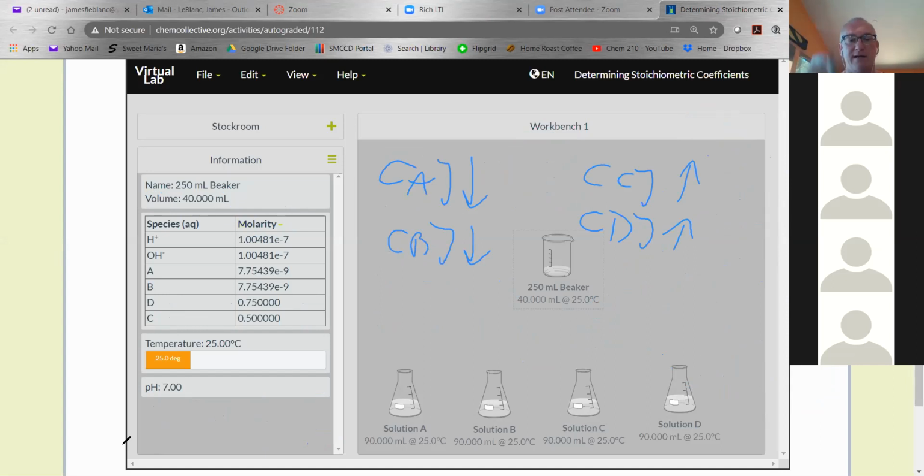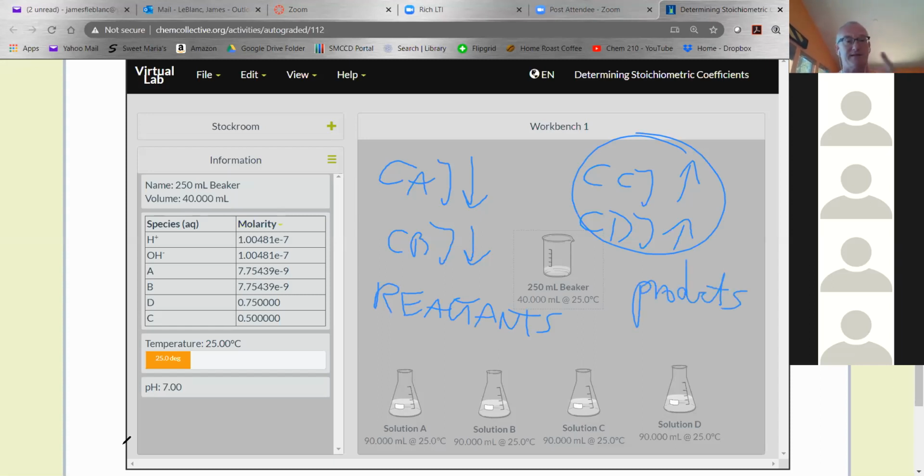This already tells me that A and B are reactants because they're consumed. There's less of them at the end than there were at the beginning. Therefore, they're reactants. Since C and D both went up, they must be products.